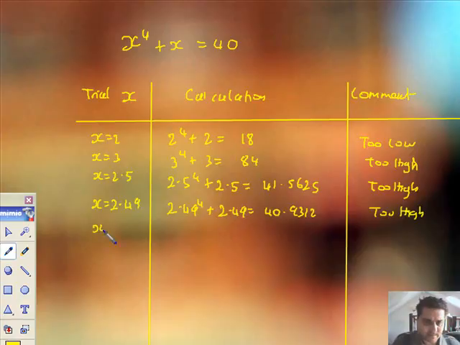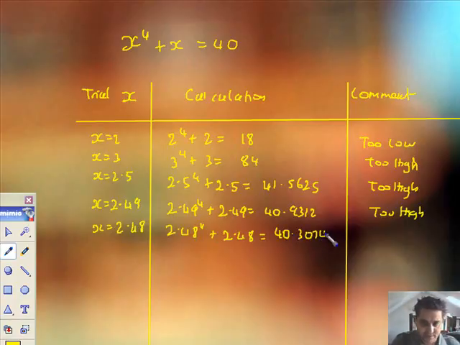Drop it down a tad. X equals 2.48, so here we go, 2.48 to the power of 4 plus 2.48. That gave me, what did it give me? 40.30742. Don't worry about all these excessive decimal places, you just may need them to see the difference when comparing it with the original 40 target. Too high. Why? Because I want 40. Now drop it down just a little bit more.